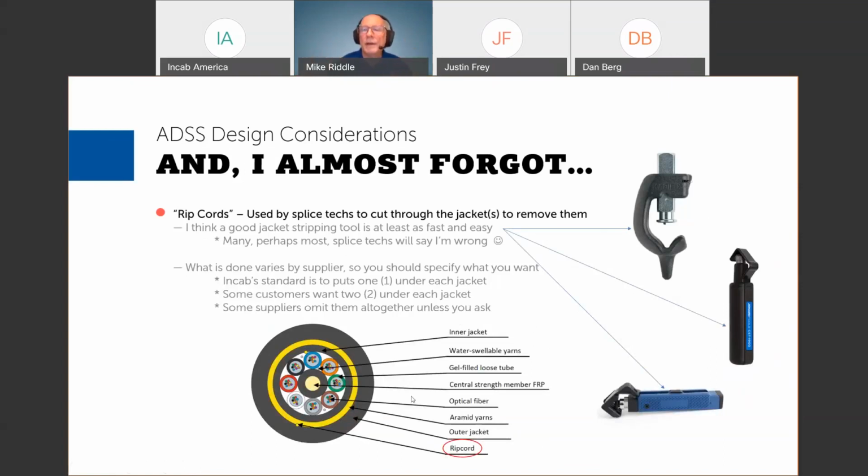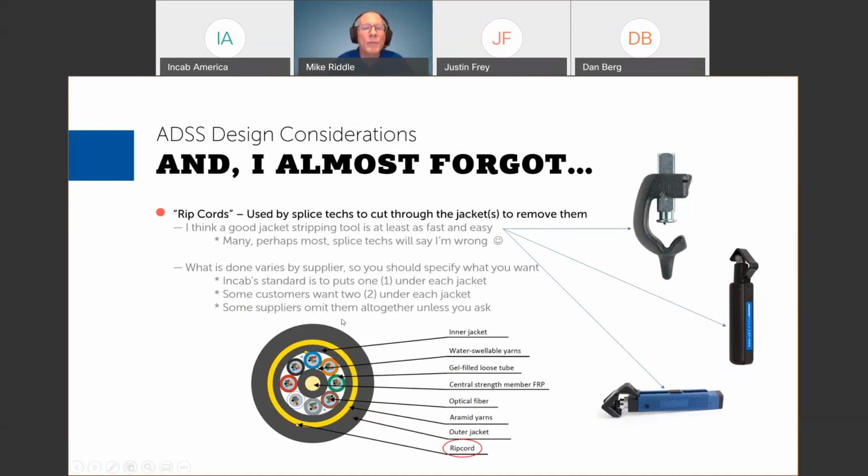I think a good jacket stripping tool like what you see here is at least as fast and easy as using a ripcord, but some splice techs love it, and I'm sure they'd say I'm totally wrong. And so it's a detail that you, if you're working on a project, need to manage.